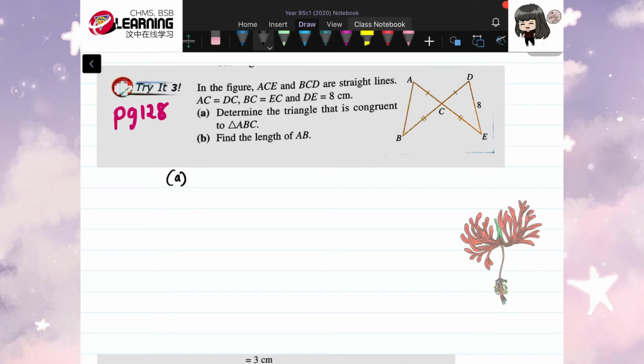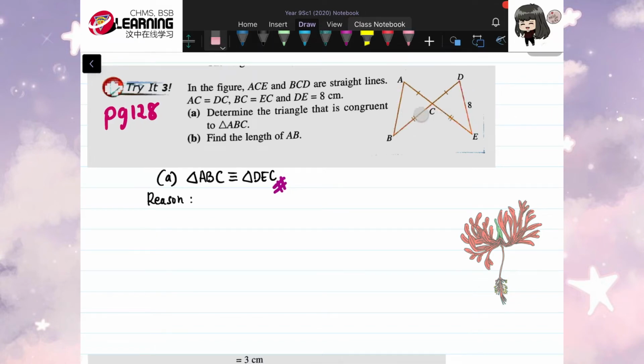Okay, so part A, determine the triangle that is congruent to ABC. Triangle ABC is congruent with which triangle? This one will be DEC. So triangle DEC. Now, I want you to write down the reason, even though the question did not mention the reason. To mention the reason, you have to state which theorem proves that they are congruent. Is it SSS, SAS, AAS, RHS, or otherwise?